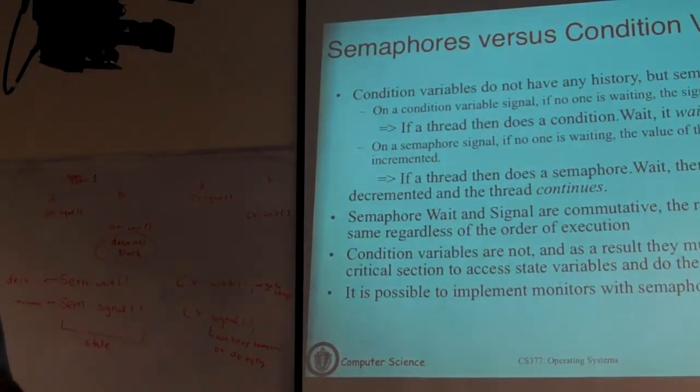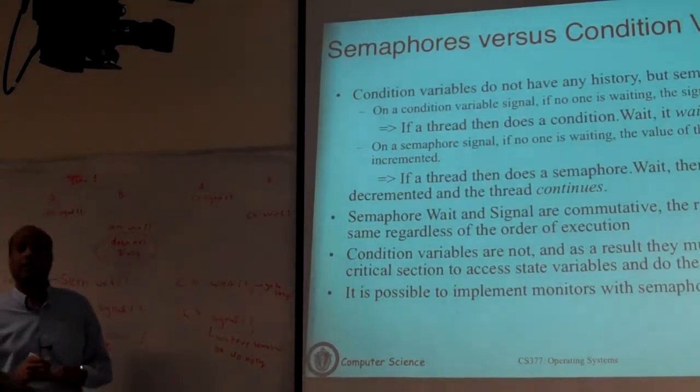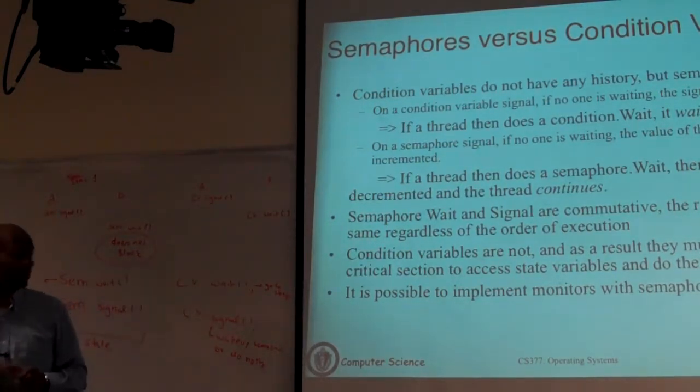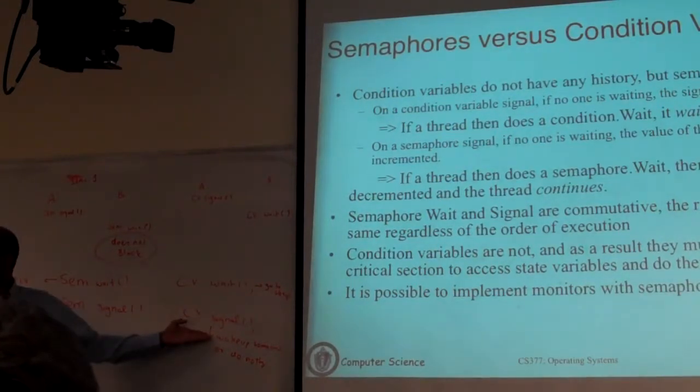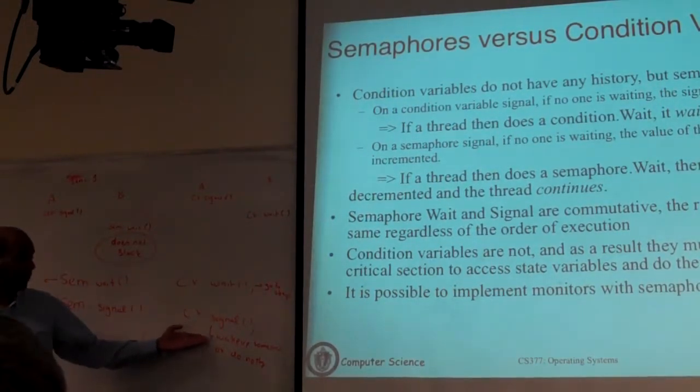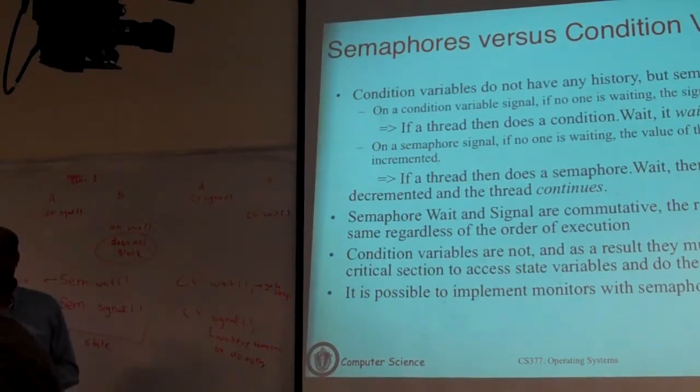That's the behavior. Now let's do this. A does condition variable dot signal. Okay, what does signal do? It says wake up someone if some thread is asleep, or do nothing. So what do we do? Do nothing.